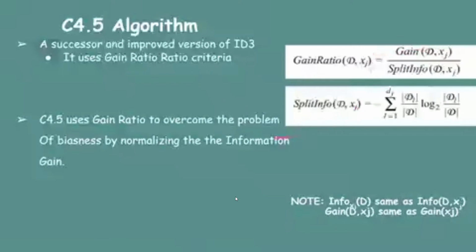While going on the internet, I found that the split info of attribute xj in dataset D is also written in this fashion. Both of these are used interchangeably, and in the case of gain also these two things are used interchangeably. So whenever you find something like this, don't get confused that we have not seen this thing.